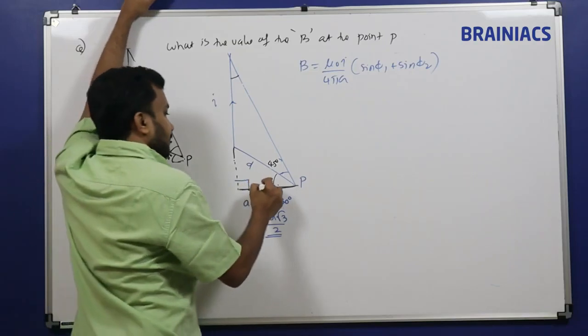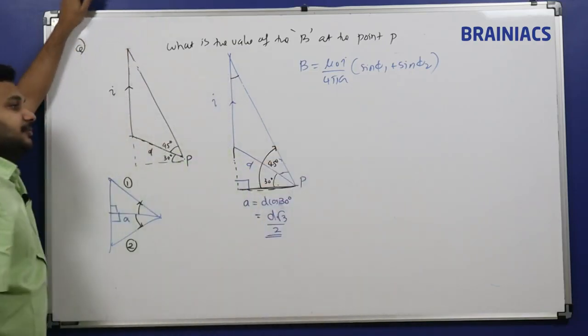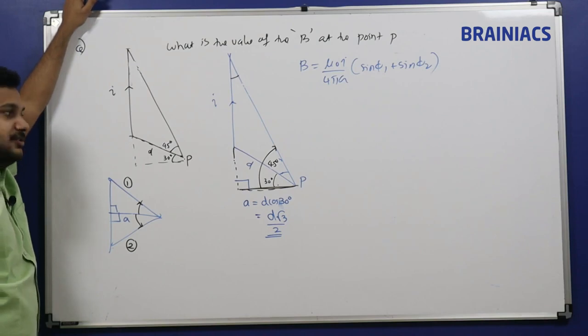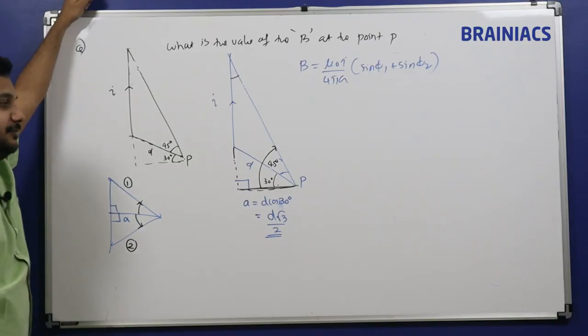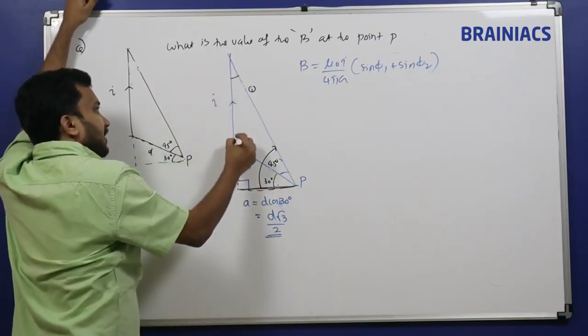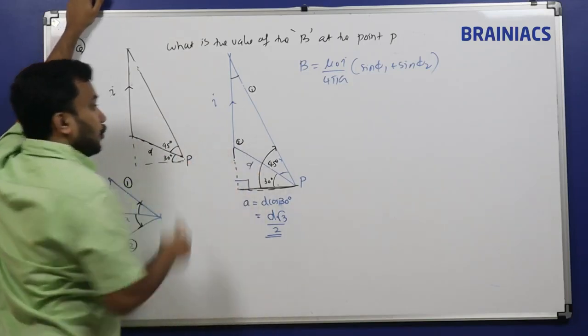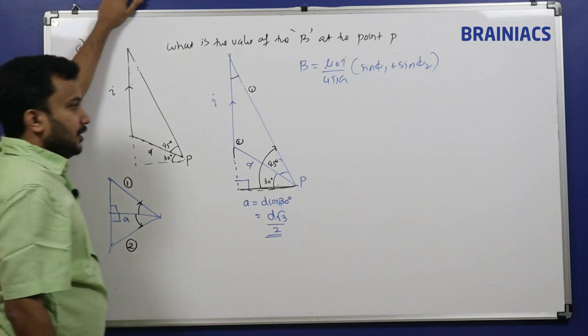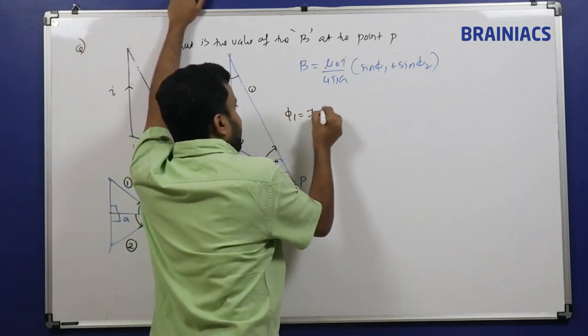So listen very carefully. From the center to the first edge, 30 plus 45. This is the first edge. This is the second edge. From the center to the first edge, the first edge is in the clockwise direction. So I can say phi 1 will be equal to 75 degree.